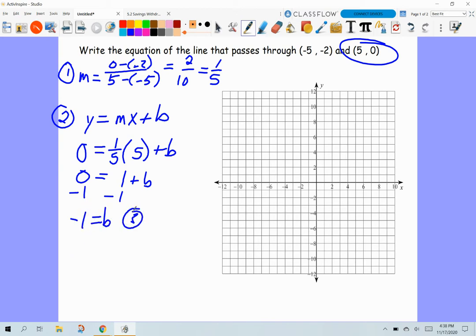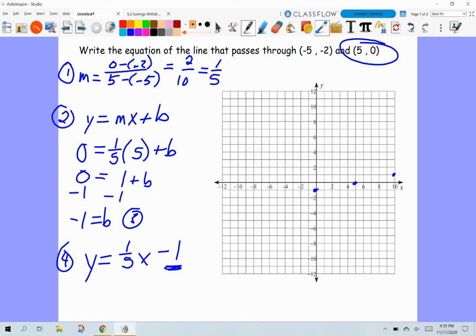That's part 3. So then the last part is to put it all together. Your equation is y equals 1/5 x minus 1. So when you graph this, your y-intercept, you start on the y-axis at -1. Your slope tells you to count up 1 and 5 to the right. If you can give me more than 1 point, please do so.